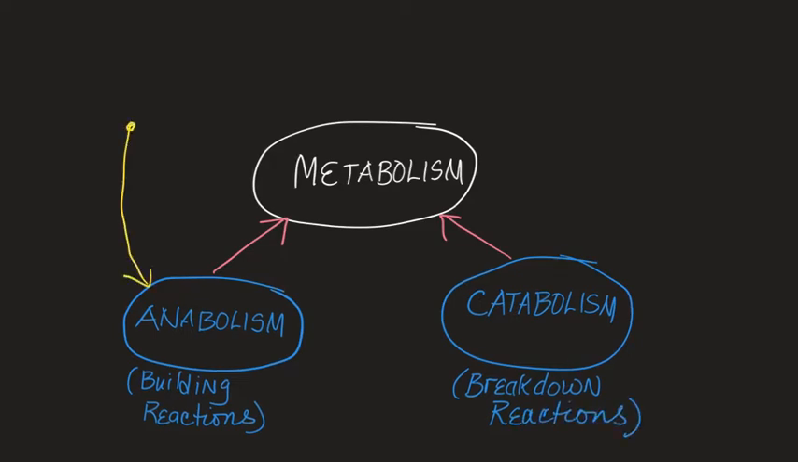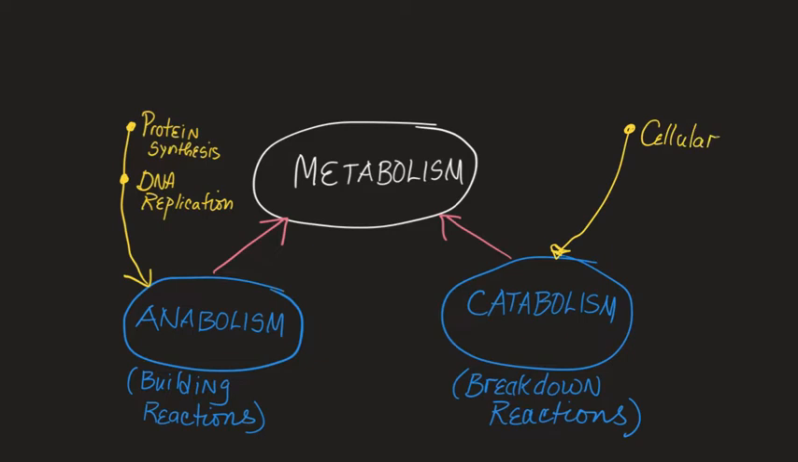The two big examples of anabolic reactions that we will see are protein synthesis. Every time a cell needs to make a protein, such as an antibody, keratin, actin, hemoglobin, protein synthesis occurs. And this is an anabolic reaction because you're making a protein. The other example of an anabolic reaction is DNA replication. Whenever a cell divides, the DNA must make a copy of itself first.